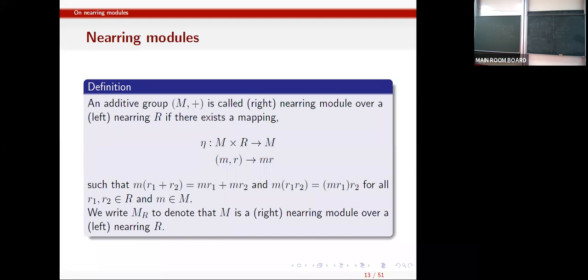To define a near vector space, we will define what we call a near-ring module. A near-ring module is an abelian group which satisfies these conditions. But here, we should know that one of the distributive laws is omitted. Normally, we should have the distributive law over the scalars as well, so we omit that one. That is what we call a near-ring module.